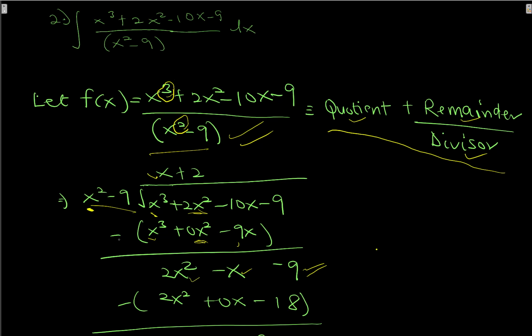Now x cubed minus x cubed gives you what? 0. We also divide 2x squared by x squared, and 2x squared divided by x squared is just 2. Then we multiply 2 by x squared, we obtain 2x squared. Then 2 times negative 9, that's what? Negative 18.